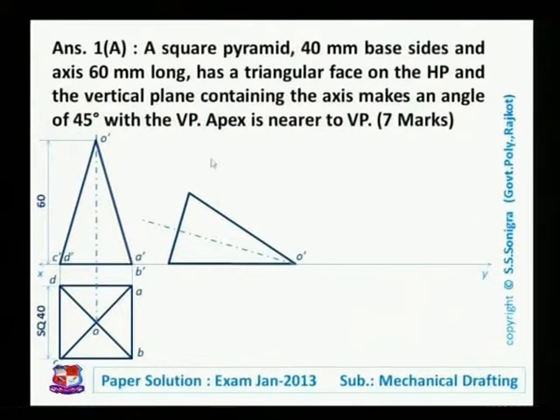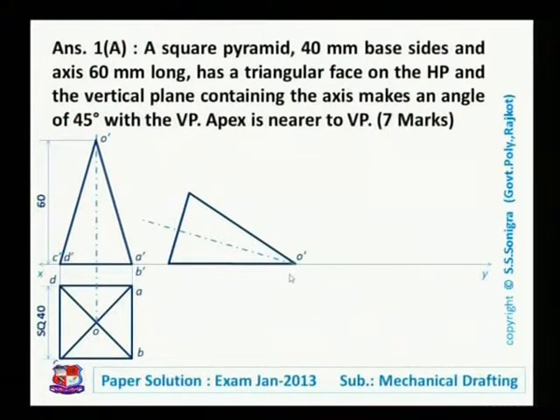Now it's given that it has a triangular face on HP. So tilt this front view like this, such that this O dash A dash comes on XY line. Actually here O dash, A dash and B dash triangle is there, and this solid is resting on the triangular face like this. So we have redrawn this 60 mm height triangle over here such that O dash A dash becomes parallel to XY line.